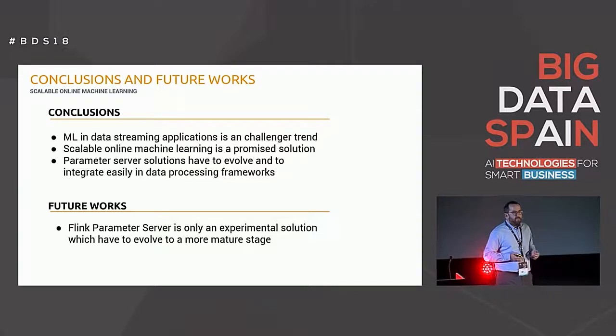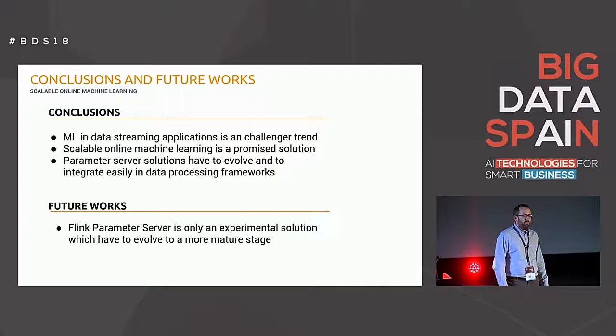server, but the parameter server solutions that we can find now have to evolve and integrate better in the data processing frameworks. Today, we have solutions like Flink Parameter Server or other solutions for Spark, but they are not mature enough. In the future, maybe it's necessary to find technologies to implement it with better performance and better adapted to all the possibilities that we can find in this type of problems. For example, Flink Parameter Server is an open source project.